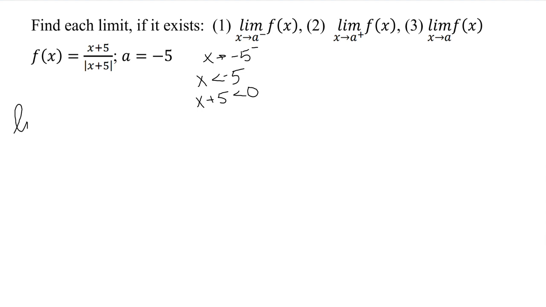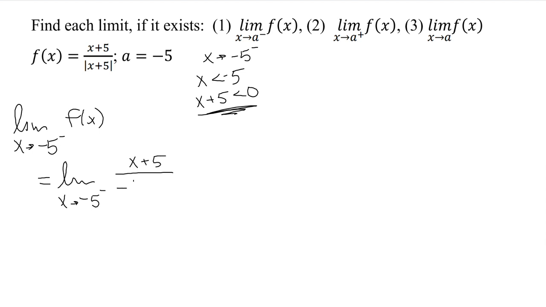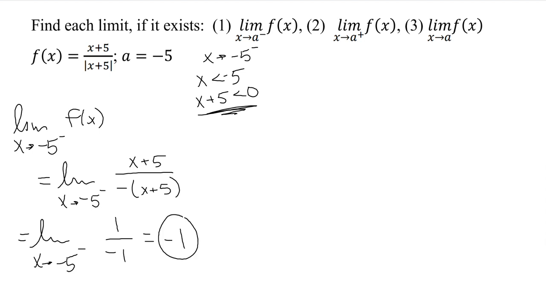So when we do this limit, the limit as x approaches -5 from the left of f of x, we want to try and clear out that absolute value. Right? And so we should remember that the definition of absolute value says if the thing you're taking the absolute value of is negative, which is what we've got here, then the absolute value is just the opposite of what's inside of it. So this should equal the limit as x approaches -5 from the left of x plus 5 over the opposite of x plus 5, which is just the limit as x approaches -5 from the left of 1 over -1, which is a constant, so it's just a constant.